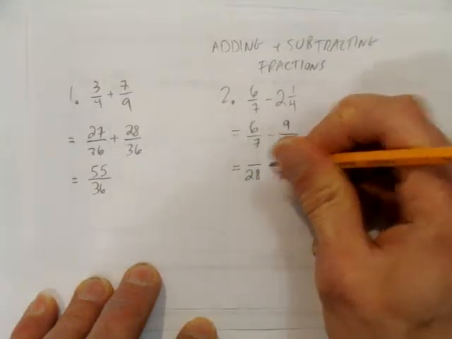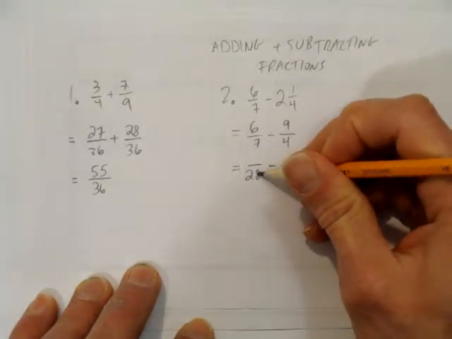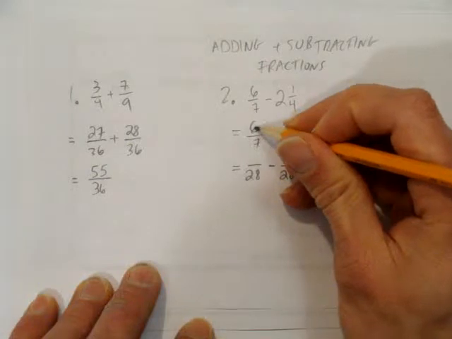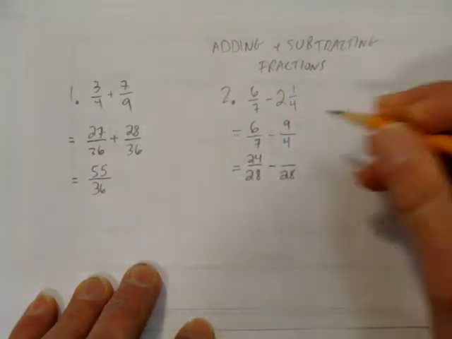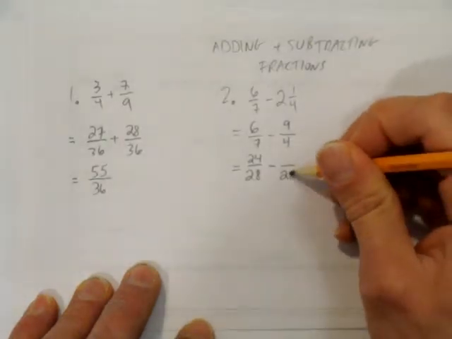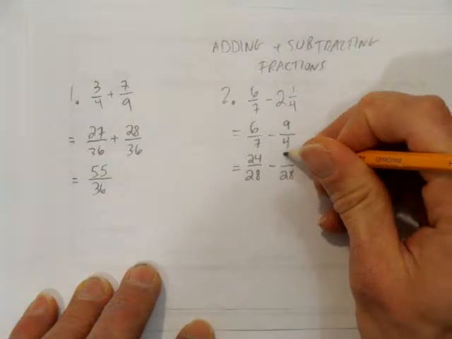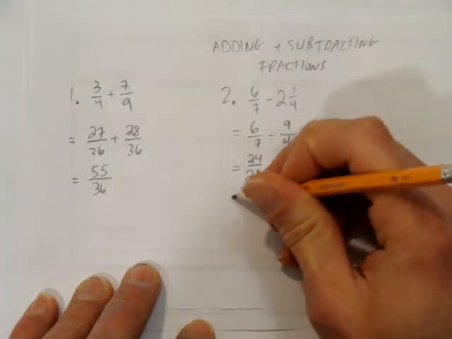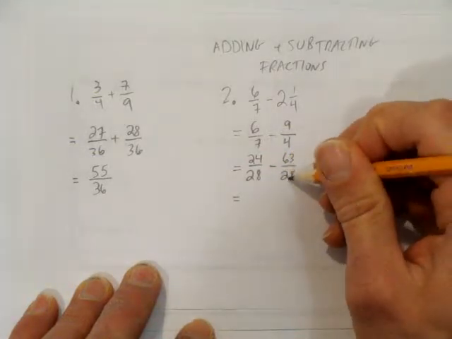This time there's a minus in the middle. How do you get from 7 to 28? You times by 4. So we need to make sure the numerator gets times by 4 as well. That's 24. How do you get from 4 to 28? Times by 7. So let's times the numerator by 7 as well. We get 63. So we have 24 out of 28 minus 63 out of 28.